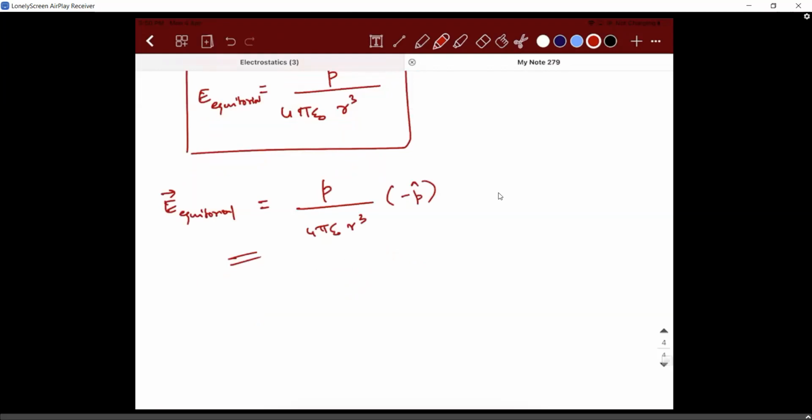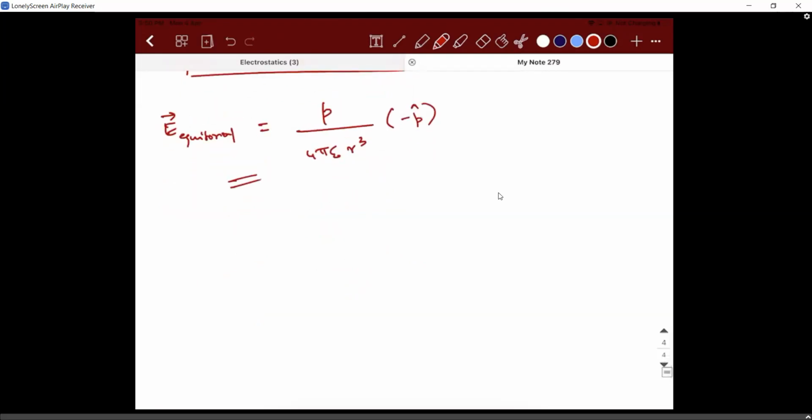So what can you say about the equatorial point? Electric field at an equatorial point is always in what? In the direction opposite to the dipole moment. So please make a note of it. Electric field at an equatorial point is always in the direction opposite to the dipole moment.